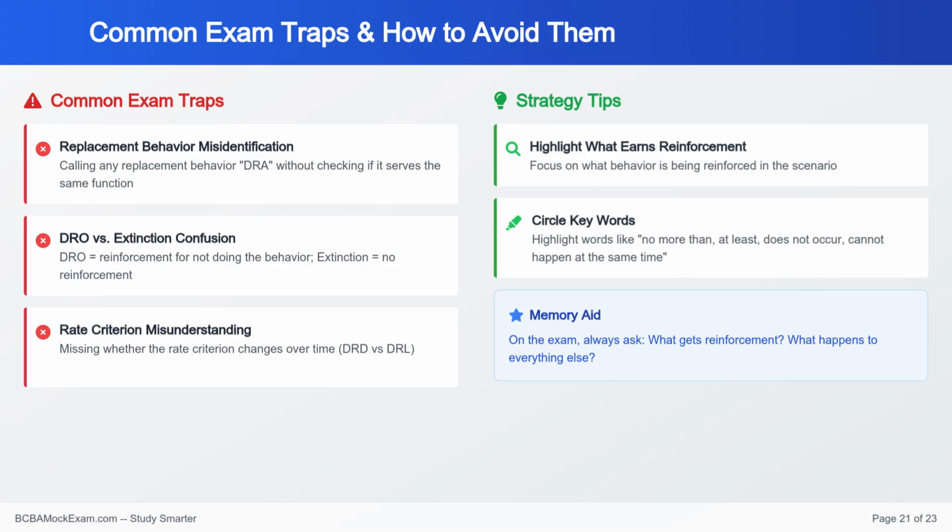And the memory aid at the bottom is something I want you to burn into your brain. On the exam, always ask, what behavior gets reinforcement? What happens to everything else? If you train your brain to answer those 2 questions automatically, you'll avoid almost every trap on this list.